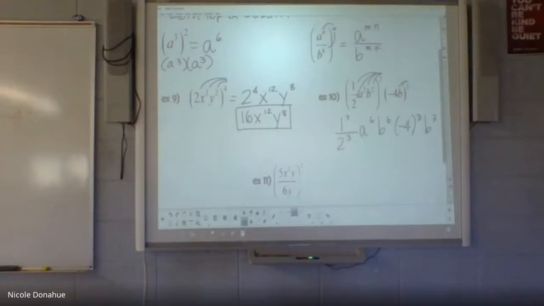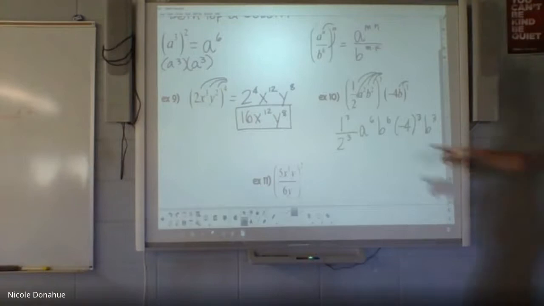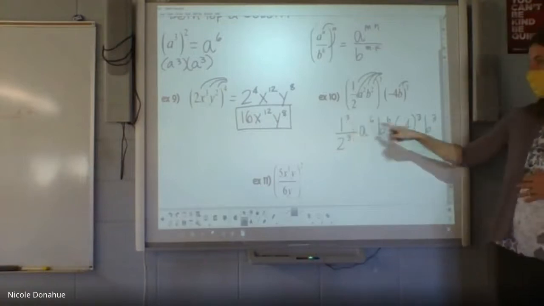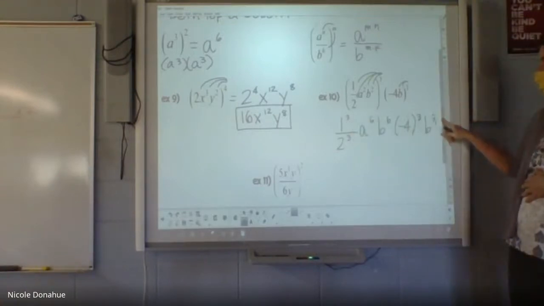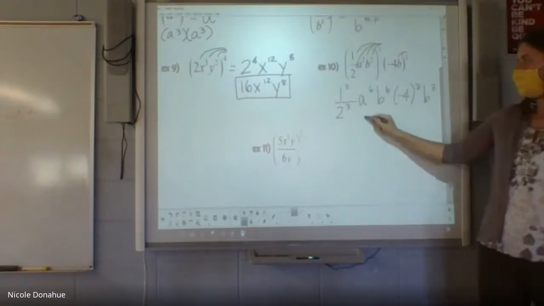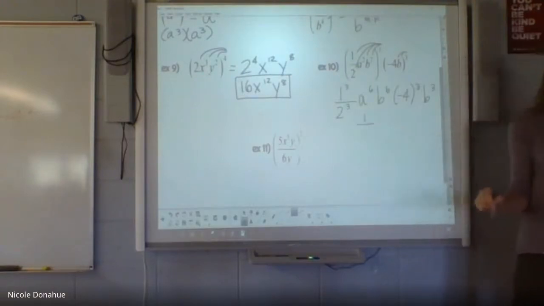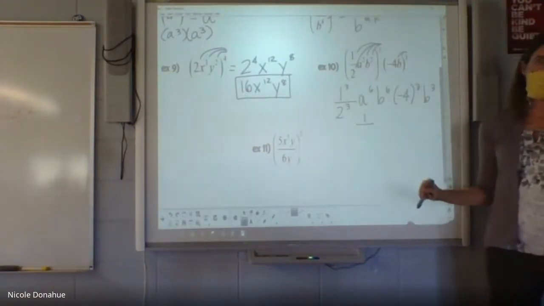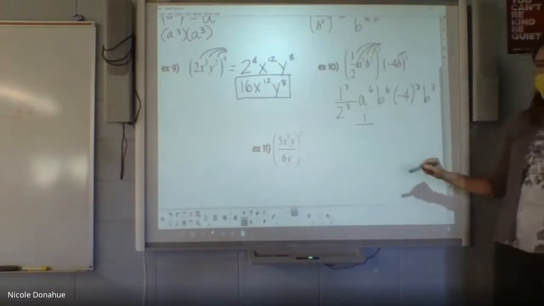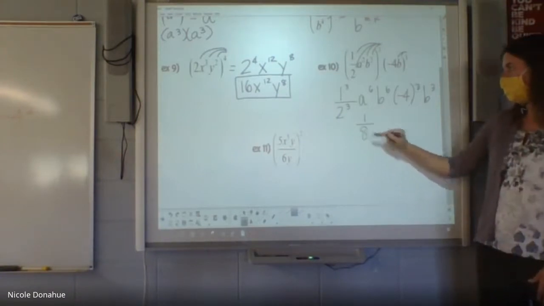Okay, we're not done yet. We're going to do some simplifying first. So 1 to the 3rd power is how much? It's just 1. 2 to the 3rd is 8. 2 times 2 is 4, times 2 again is 8.